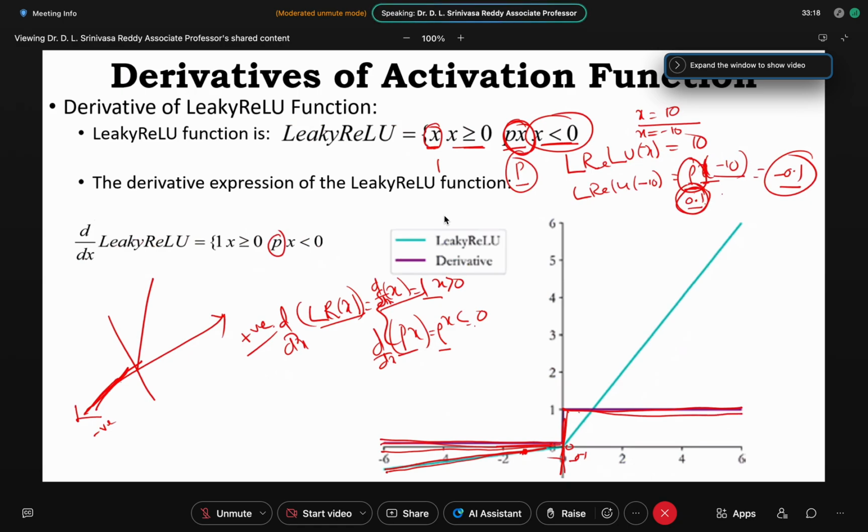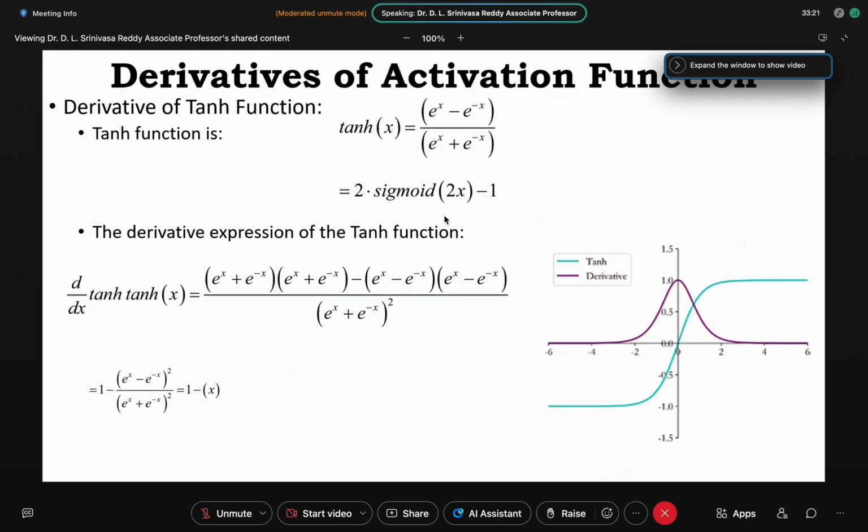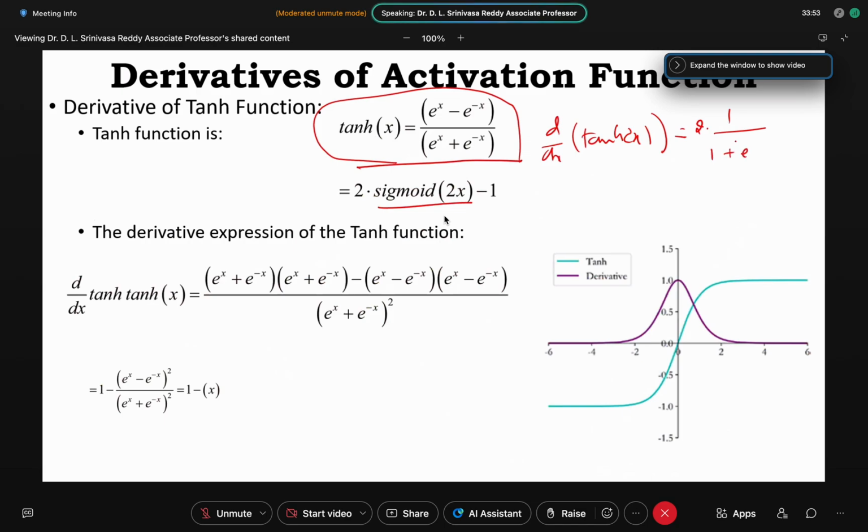These derivatives are very important in updation of your parameters. Now, what are the derivatives of the activation functions for tanh? This is the formula for tanh. All of you will get these derivations even in mid examinations, remember that. When you take d by dx of tanh of x, you will get 2 into sigmoid of 2x minus 1, where sigmoid of 2x is 1 by 1 plus e power of minus 2x.